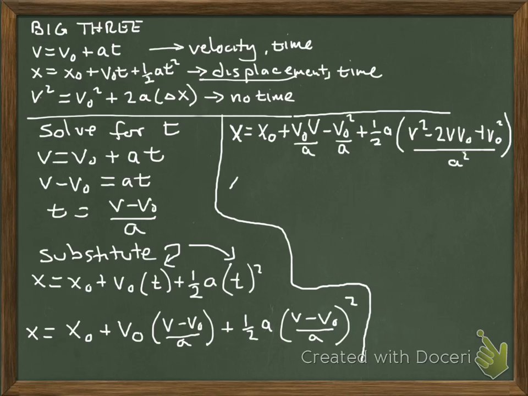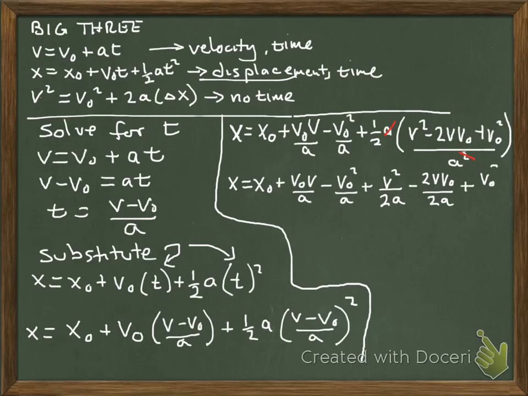Okay, so now we're going to separate this out one more time and see what it looks like. So x equals xo, again, plus vov over a minus vo squared over a plus 1/2 a. Now here we have to take a look. One of the accelerations on the top and the bottom cancel out. So we have v squared over 2a minus 2vvo over 2a plus vo squared over 2a. Okay, and what we're going to see here is that this term, vov over a, is the same as vov over a over here. One's positive, one's negative. So they're going to cancel out.